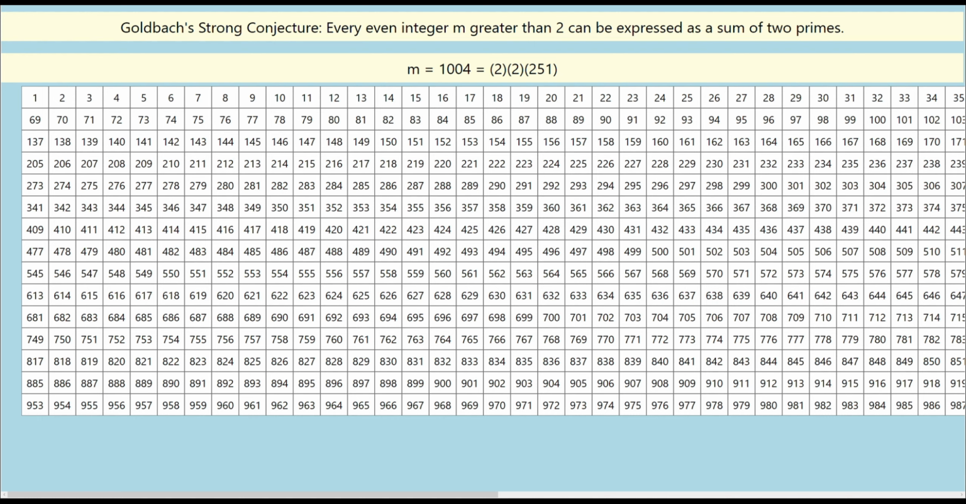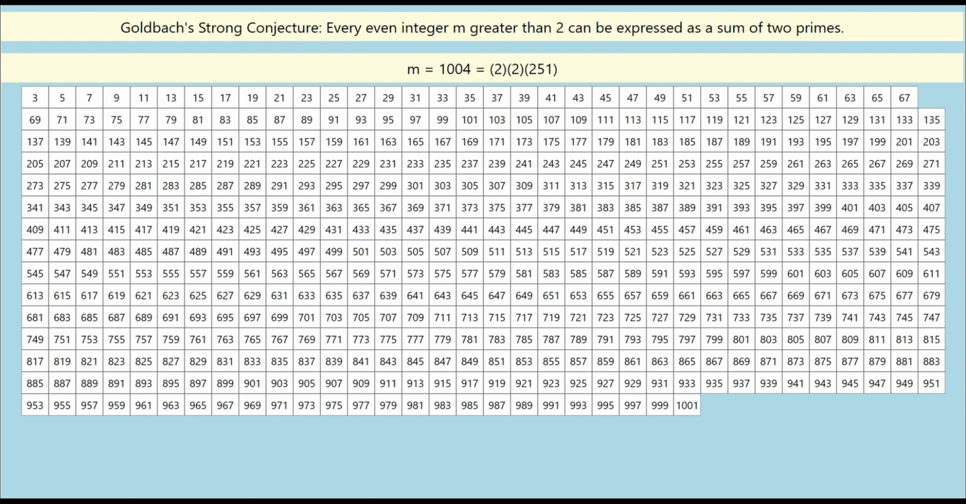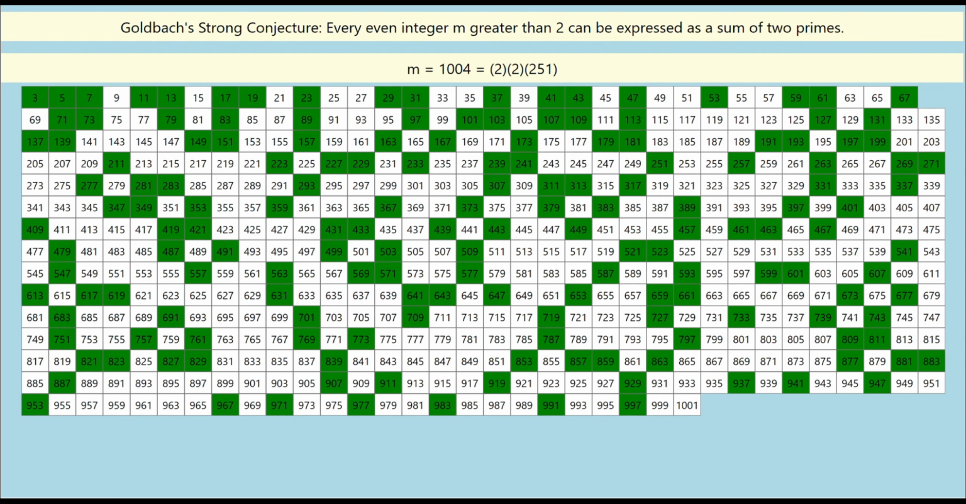Next, we remove all the even integers, leaving just the odd integers. There they are. The number 1, which is neither prime nor composite, is also removed, along with its complement, 1003. And here is the same list with primes colored green. This white-green pattern looks chaotic, but now we will slowly make sense of this pattern.